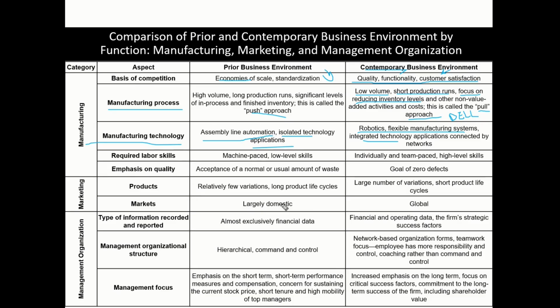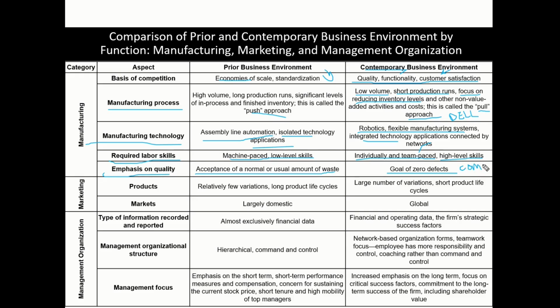Required labor skills, machine-paced, low-level skills. Nowadays, you need more high-level skills and individual team pace. So you need to work in teams and with a high level of computerized or automated skills. Emphasis on quality. Back in the old days, you would accept normal or unusual amount of waste. Now the goal is zero waste. Why? Because of competition. You cannot afford to waste.